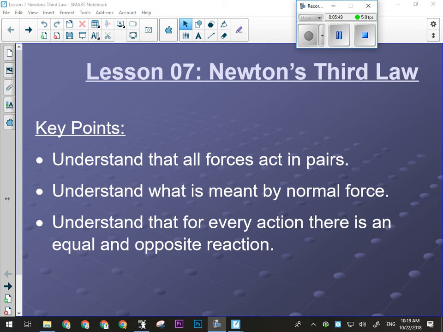Okay, what we need to understand for physics is that all forces act in pairs. Every action has an equal and opposite reaction, so every action has a reaction, so there's always a pair. Understand what's meant by normal force. We've talked about normal force a whole bunch. We know normal force is that reactive force that happens when one surface is pushed into another. And obviously, every action has an equal and opposite reaction.